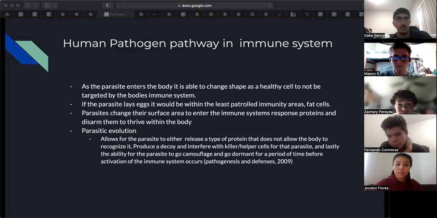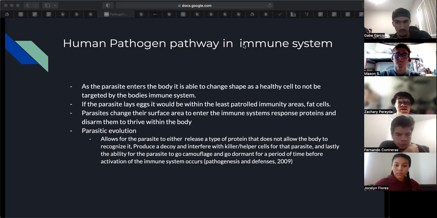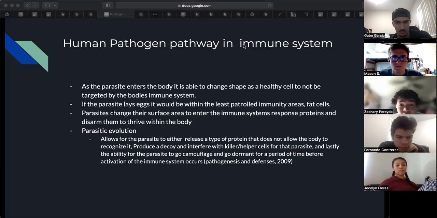Some human pathogen pathways, like how it enters into the immune system. So as the parasite enters the body, it is able to change shape as a healthy cell to not be targeted by the body's immune system. If the parasite lays eggs, which some of them do, it would be within the least patrolled immunity areas, such as the fat cells. Parasites can change their surface area to enter the immune system response proteins and disarm them to thrive within the body.